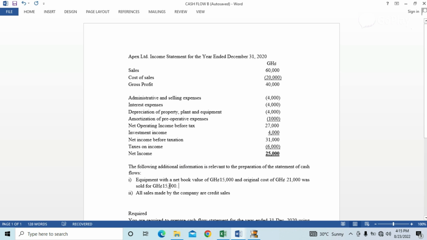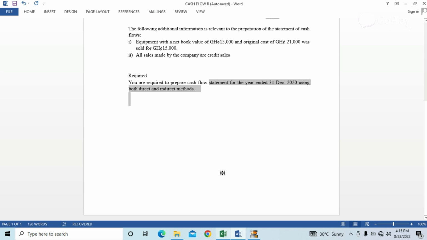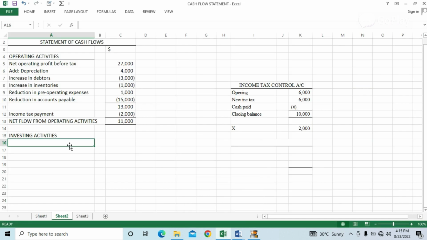I've elaborated more on this one under the direct method. So I'll just go back to my investing activities, then there. So I'll write proceeds from disposal of equipment. So the amount that they receive, how much? They say it was sold for 15,000. So since it's a money coming inside, 15,000. Then any other investing activities, or have they purchased any equipment? No, there is no indication like that.